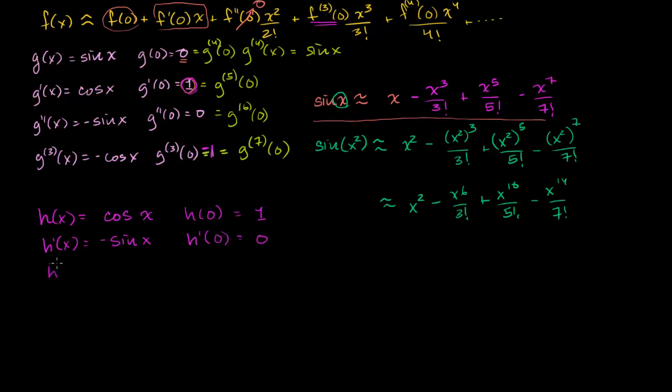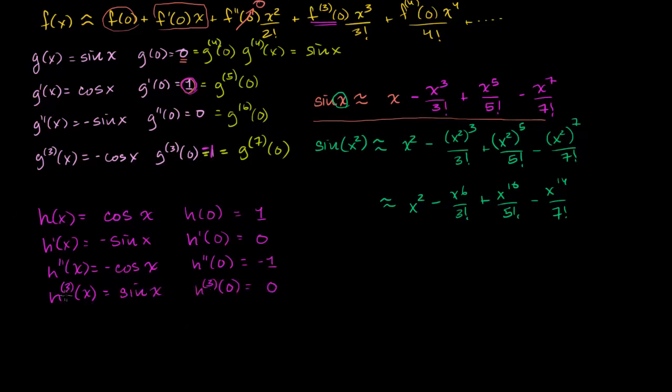And then you have the second derivative of h of x. So derivative of sine of x is cosine of x, but we have that negative out front, so it's negative cosine of x. So h prime prime of 0 is going to be equal to, cosine of 0 is 1. You have that negative out front, so it's negative 1. And then you have the third derivative of h is equal to, derivative of negative cosine of x is positive sine of x. So the third derivative at 0 is going to be equal to 0.